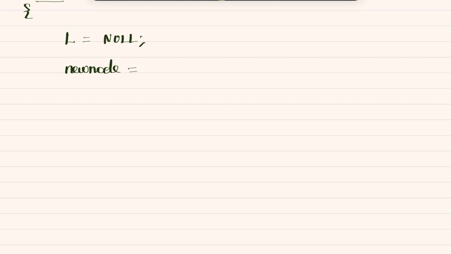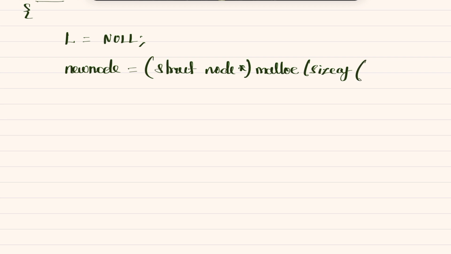New node is equal to, we are going to refer to the structure, so we are going to convert it like a pointer. Malloc is a method for allocating the memory space. The sizeof keyword is going to calculate the size of the structure. The struct node memory space will be calculated.